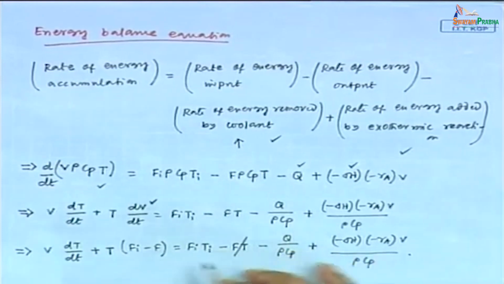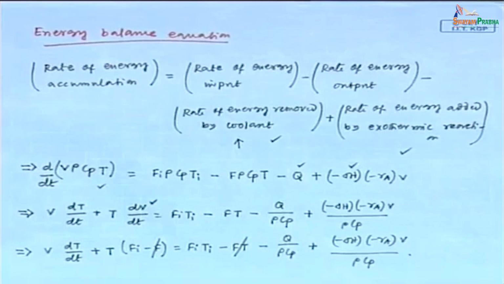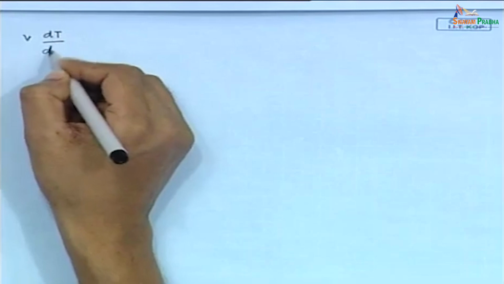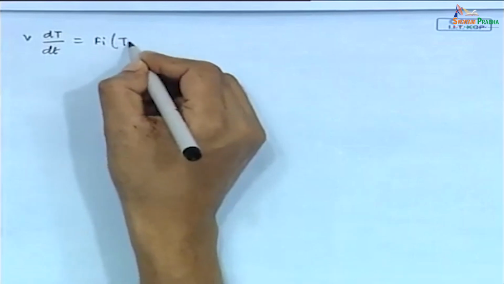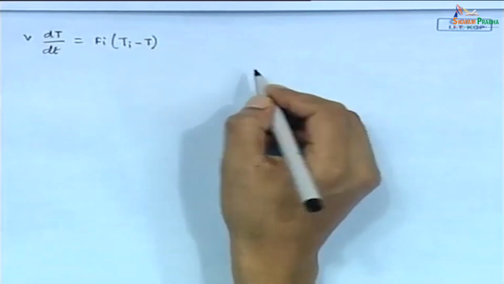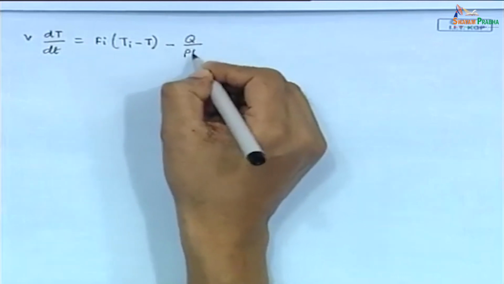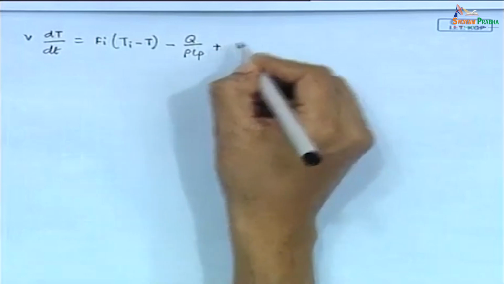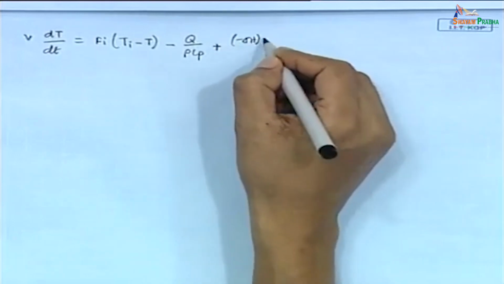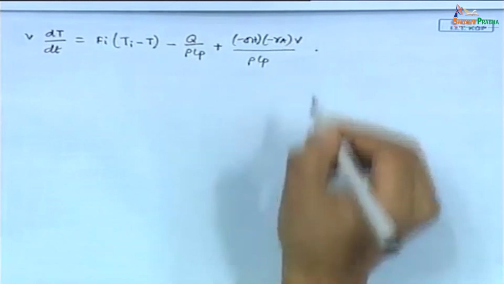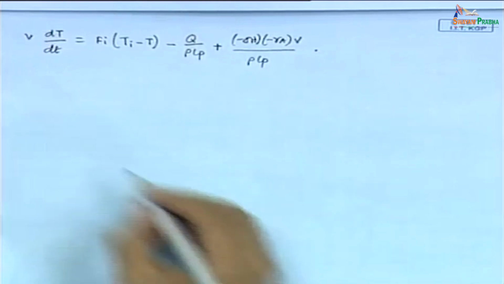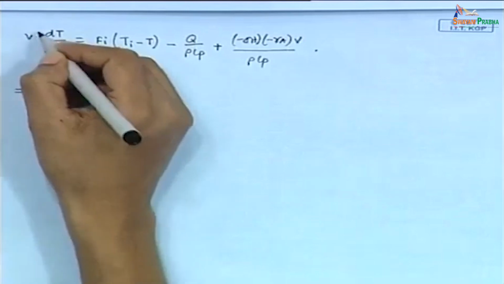Now, this FT and this FT we can cancel, and then we get V dT/dt equals Fi (Ti minus T) minus Q divided by rho Cp, plus minus del H minus Ra into V divided by rho Cp, and finally we will divide both sides by this volume term.